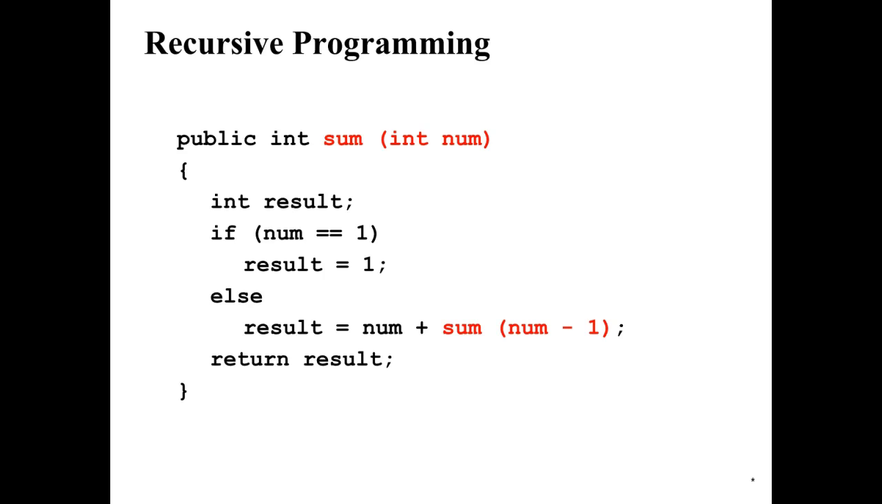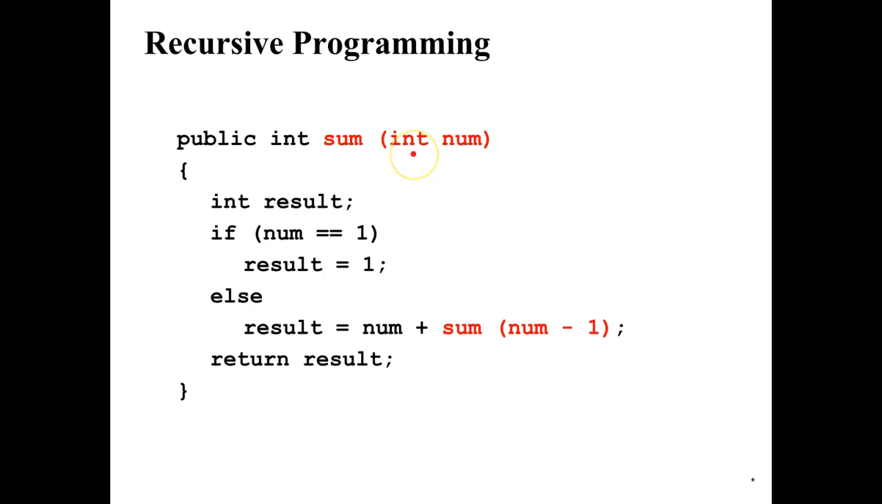So this is a recursive program that's going to sum some values. If we give it the number 5, we go 5 plus 4 plus 3 plus 2 plus 1, and we should get 15 as our answer. Now we can tell that this is recursive because of the red text here. This method will call itself again as we build it back up.